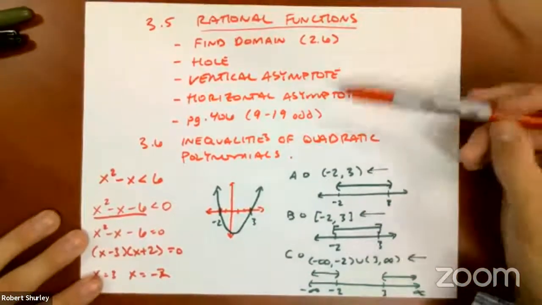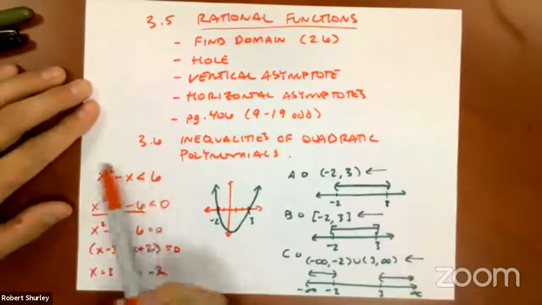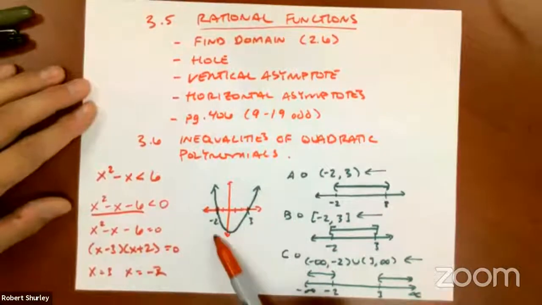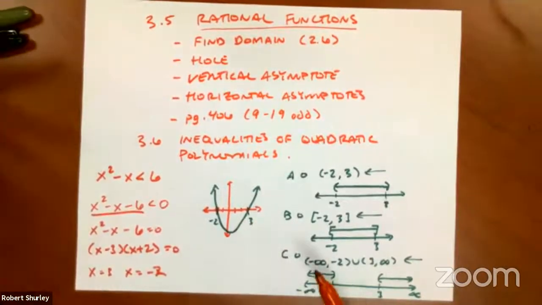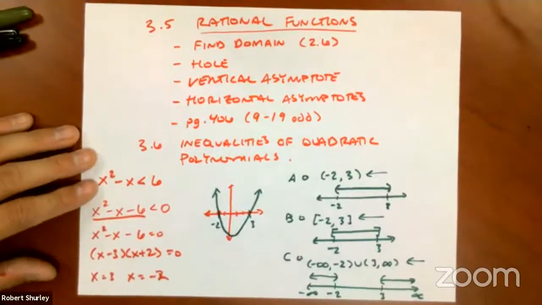Okay, but that's 3.6. So 3.6 is inequalities of quadratics. Given a quadratic, you just have to solve it out, and you've got to find where that quadratic is either above or below the x-axis, right? This one's less than, so it's below. Okay.